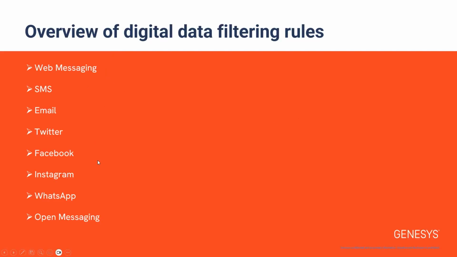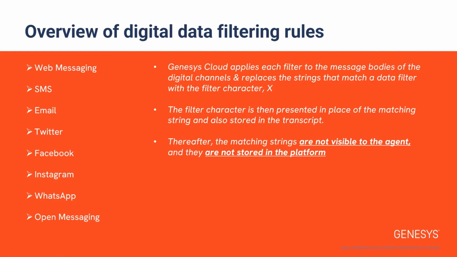The following digital channels are applicable for the digital data filtering rules. Genesys Cloud applies each filter to the message bodies of the digital channels and replaces the strings that match a data filter with a filter character X. The filter character is then presented in place of the matching string and also stored in the transcript. Thereafter, the matching strings are not visible to the agent and they are not stored in the platform as well.